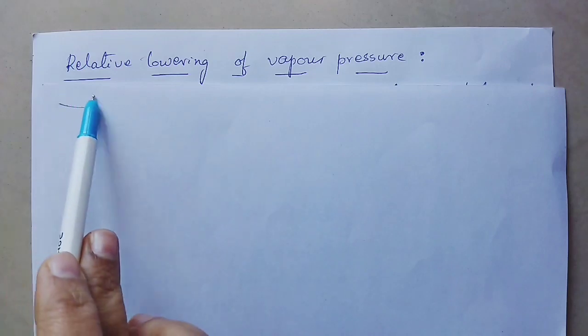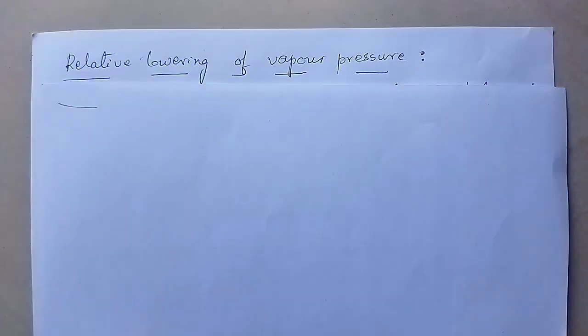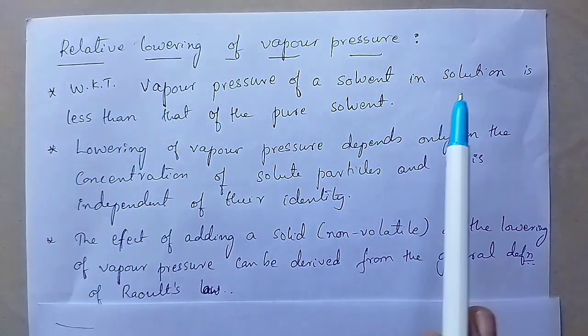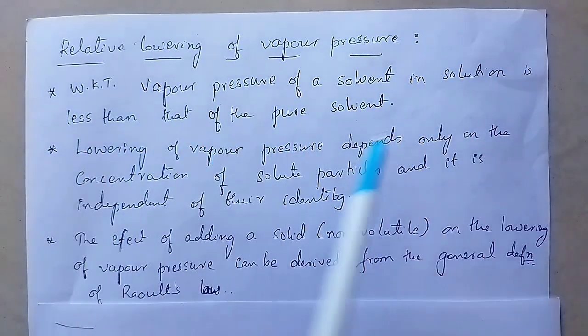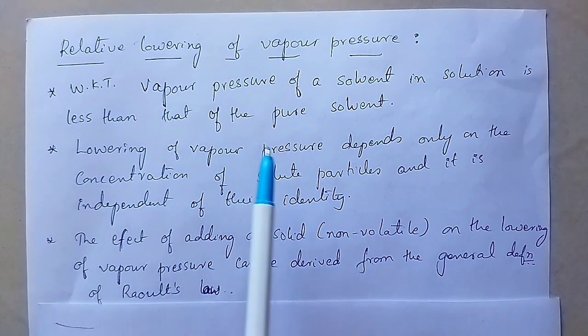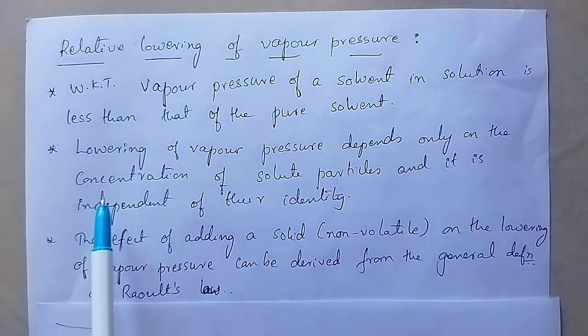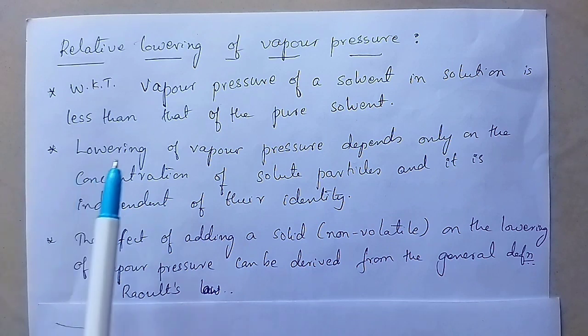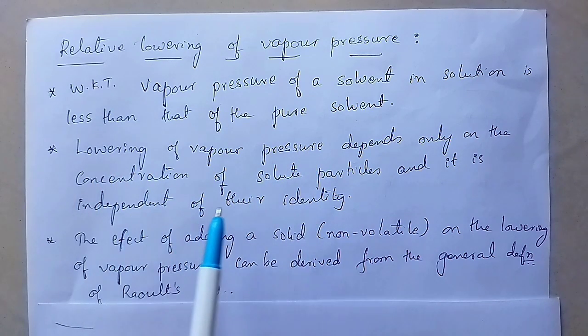We will talk about relative lowering of vapor pressure. We know that vapor pressure of a solvent in a solution is less than that of pure solvent. And lowering of vapor pressure depends only on the concentration of the solute particles. That means how much amount of solute is dissolved, and it is independent of their identity. That means lowering of vapor pressure does not depend on nature of the solute. It just depends on amount of solute particles.